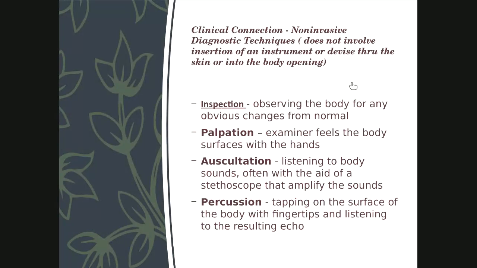After we take a history on a patient, there are non-invasive diagnostic techniques. What does that mean? It does not involve the insertion of an instrument or device through the skin or body opening. The easiest and first thing that we can do is called inspection. Inspection means you're observing the body for any obvious changes from normal. What could you see on inspection? Any kind of swelling or inflammation, any redness, any color changes in the body area, any wounds, any type of lesions.